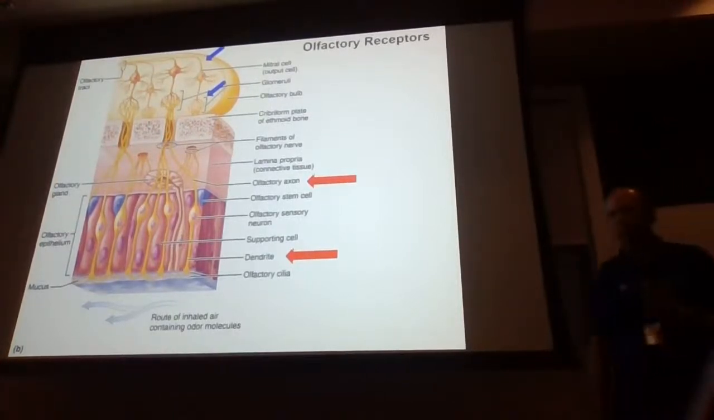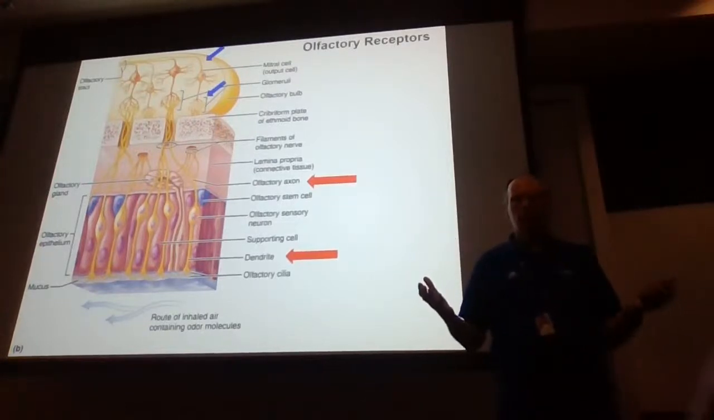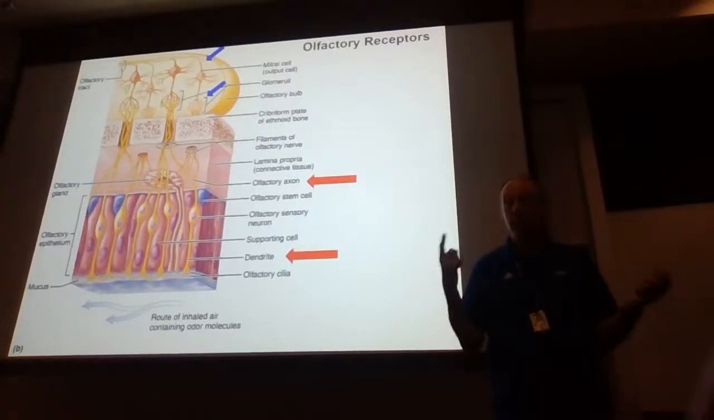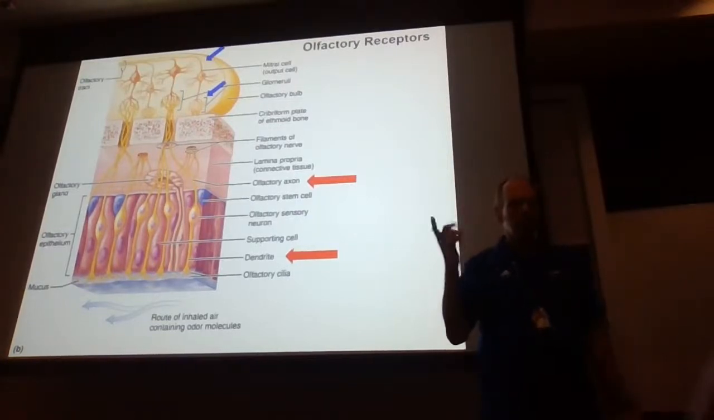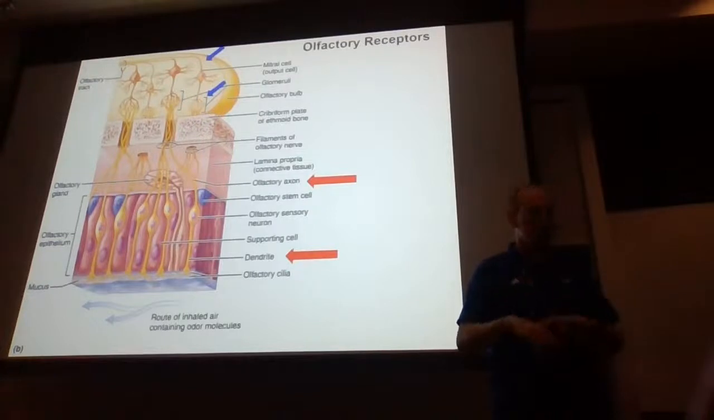We talked about this a little bit. Neurons have these structures associated with them, axons and dendrites. So how many axons does any one neuron have? One. Only one axon. How many dendrites can a single neuron have? Lots. It could have one, but it could have lots.